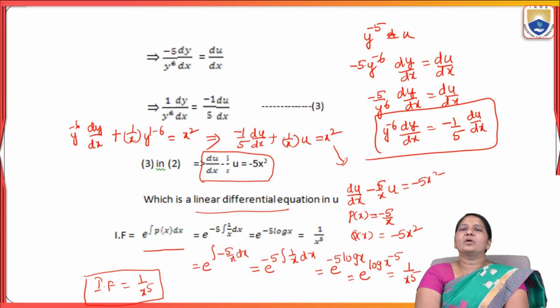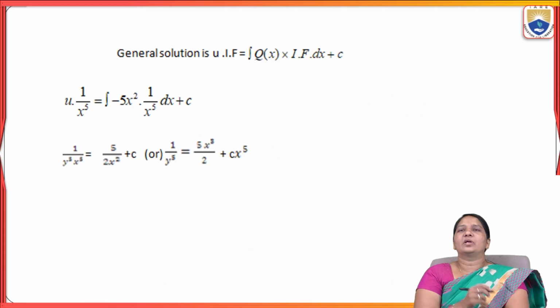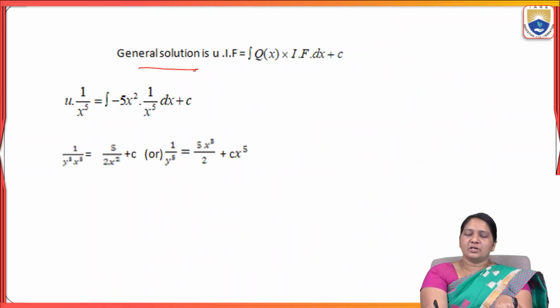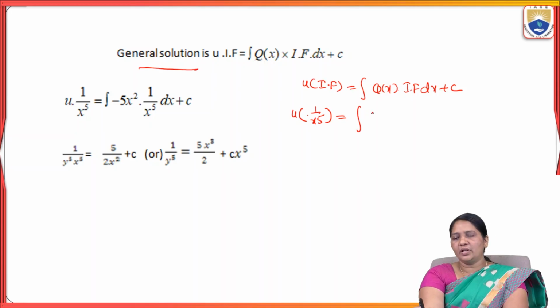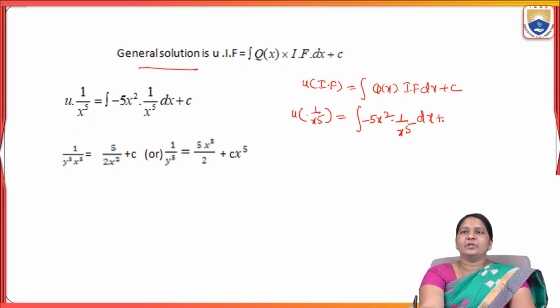So what is the last step we are going to do after calculating the integrating factor? Yes, right. So now we are going to calculate the general solution. So the general solution is u into integrating factor equal to integral q of x into integrating factor into dx plus c. So u into the integrating factor, already we got 1 by x power 5, is equal to integral. What is the q of x value? Q of x value is minus 5x square. I am replacing here: minus 5 into x square, into 1 by x power 5, the integrating factor, into dx plus c.